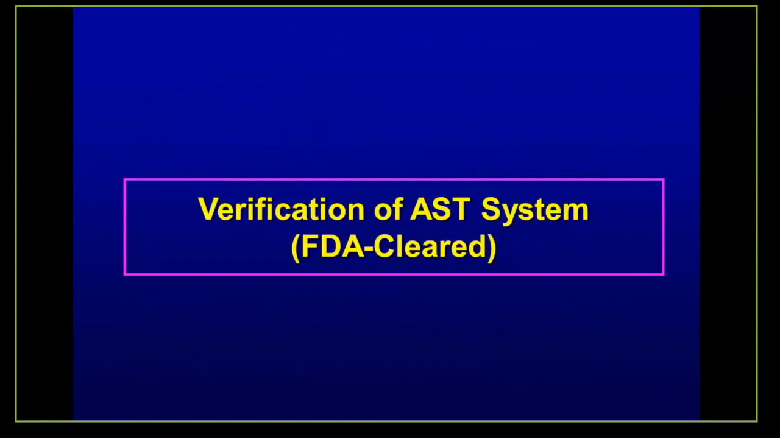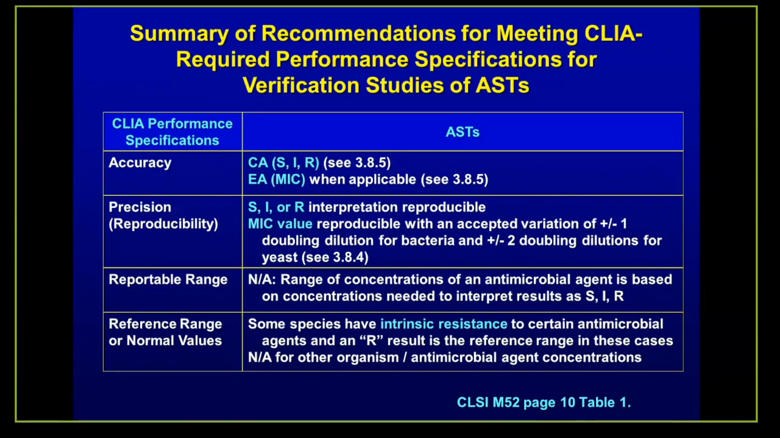Next, we want to discuss the verification of an AST system that is FDA cleared. As required by CLIA, a laboratory has to verify that it can obtain the performance specifications comparable to those of the manufacturer before they perform patient testing with a commercial test system. Laboratories aren't required to repeat all of the testing that a manufacturer has performed. How to design your verification protocol is up to the laboratory, with approval from the laboratory director.